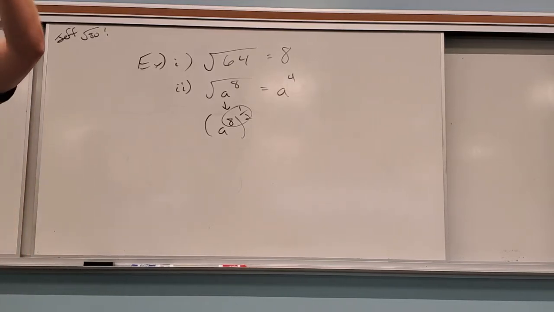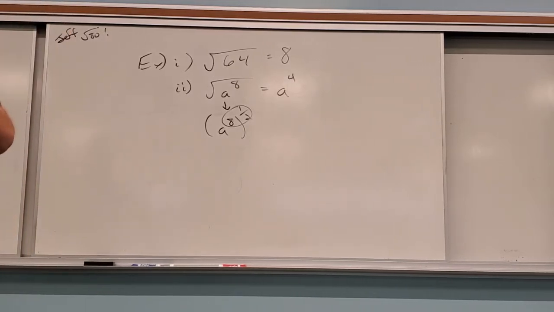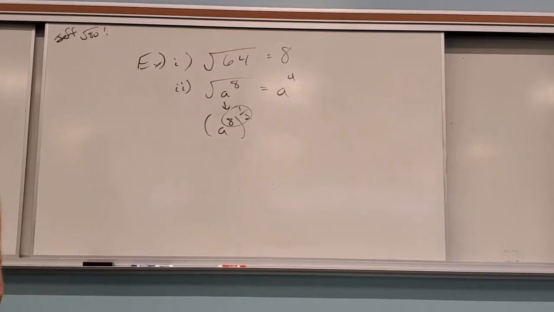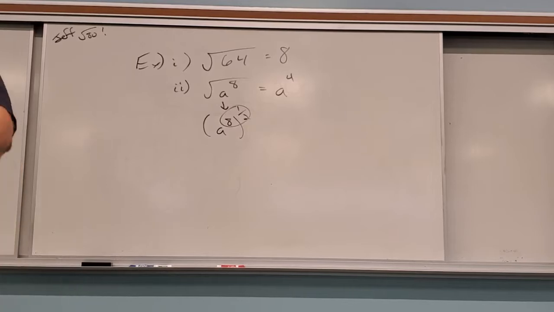When you raise something with a power to a power, you multiply the powers. Yes? So 1/2 times 8 is 4. That's a much better thing. But unfortunately radicals exist, so oh well.